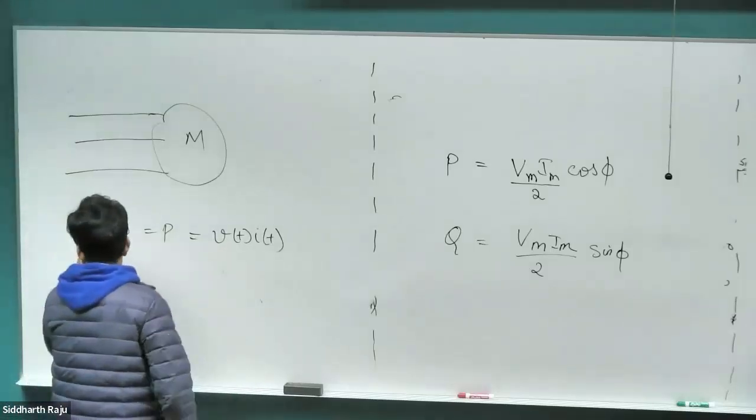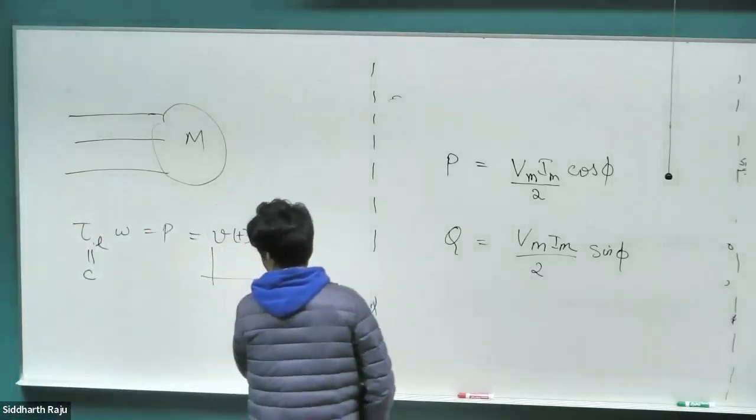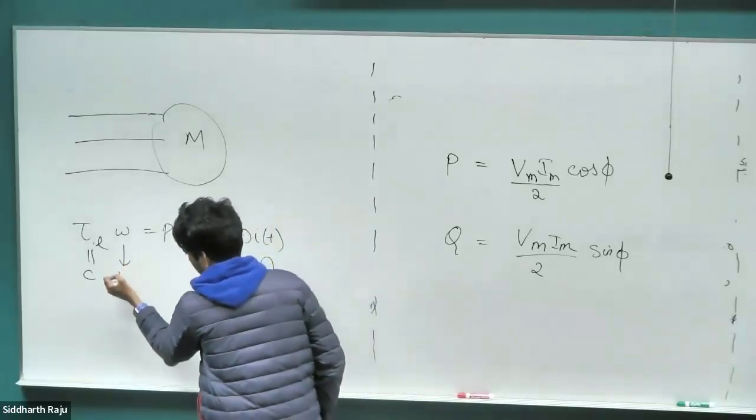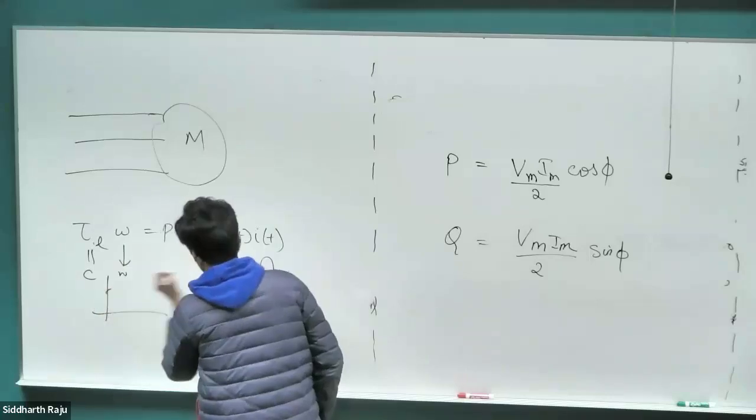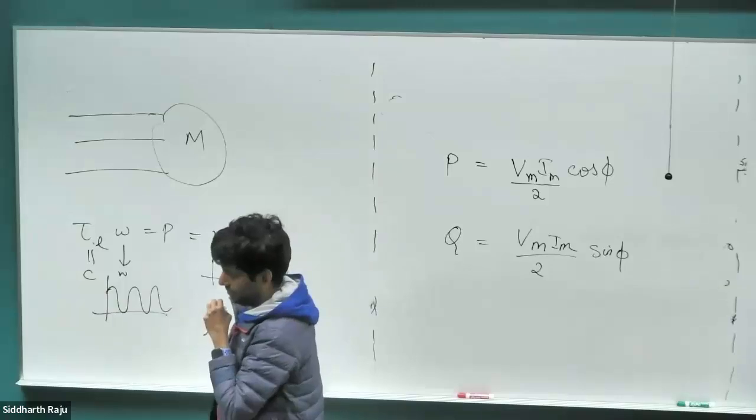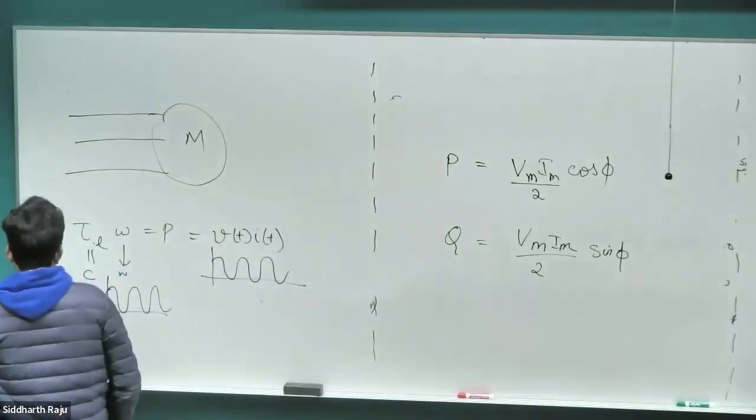If this term is some constant, and this term is oscillating like this, then our speed would have to oscillate. Okay? Because this oscillation divided by a constant is going to be the oscillation again, and this is what your speed is going to look like. And this is a big problem.